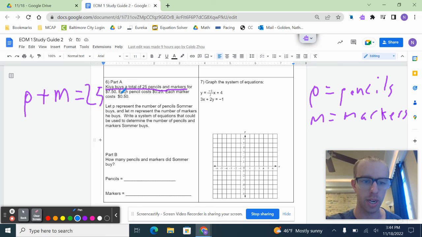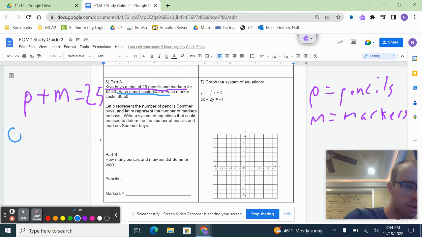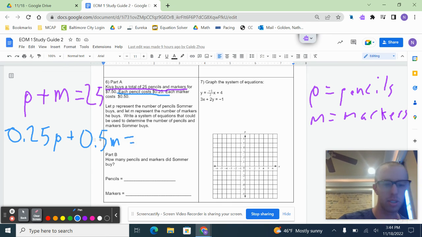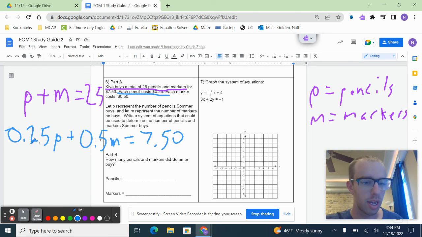Now let's see what other information I have. Each pencil costs 25 cents. I need to make that a math expression. So I'm going to write 0.25p plus 0.5m equals 7.50, right? So each pencil costs 25 cents. Each marker costs 50 cents, and she spent a total of $7.50. So these are my 2 equations. I'm done with part A.